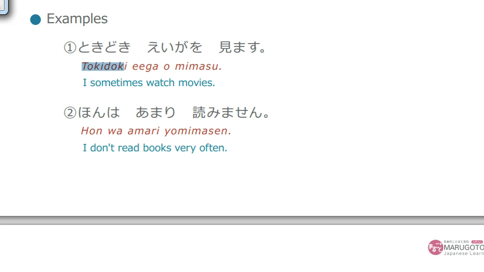本はあまり読みません。I don't read books very often. So amari, not often. Now note here that it is a negative word, ends in masen, a negative verb, because you're using amari, not often. We use the particle wa because it is a negative.